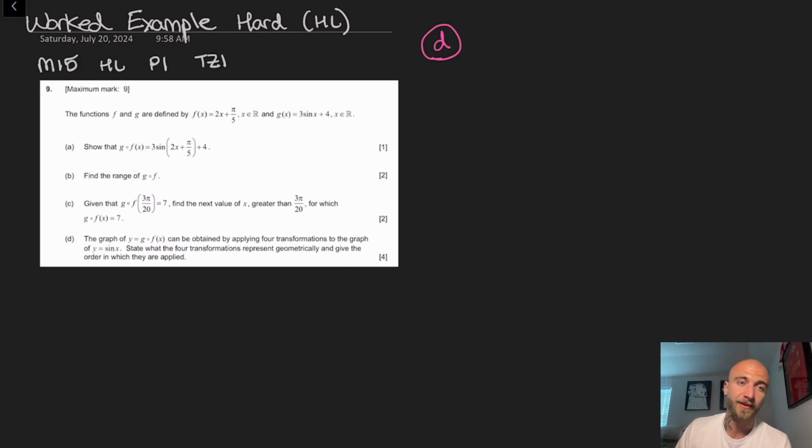Last part of this problem, it's a nice transformation question. We haven't seen one of these in a while, so let's do it together. This is telling us that the graph of the composite function g of f of x can be obtained by applying 4 transformations to a good old-fashioned sine of x.